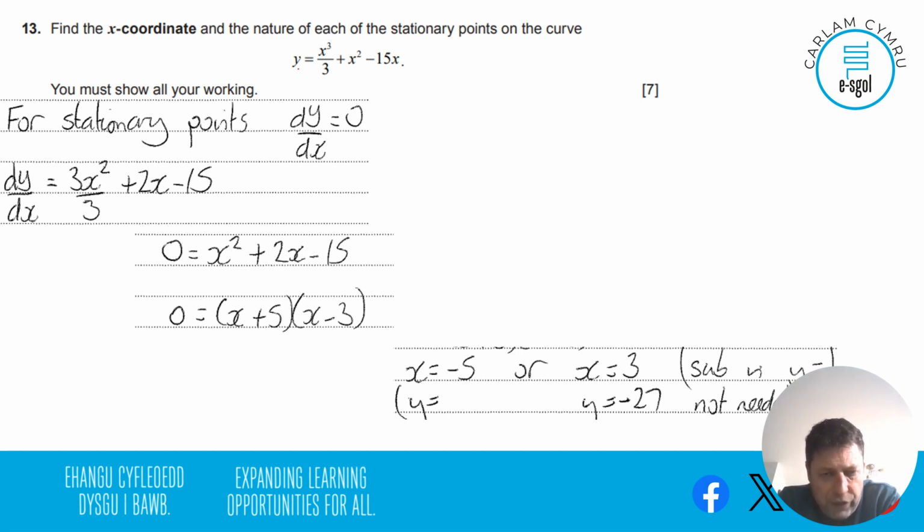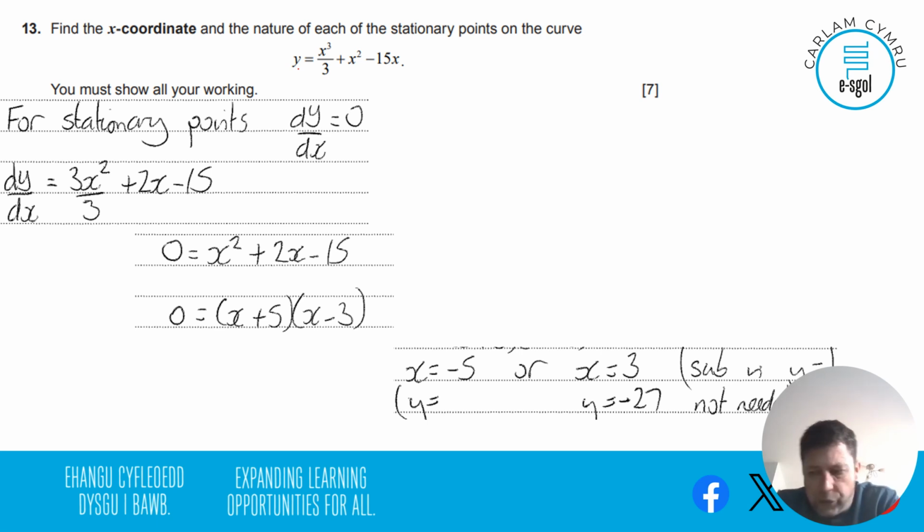Now, you'll notice I didn't write the y coordinates. In the question, instead I need the x coordinate. Don't be fooled by this. Most years you do need the y coordinate as well. This year we didn't. I did work out one and I realised I didn't need it. So I put in brackets what I would have done, sub in y, but it wasn't needed in this question. So that's how I found the x coordinates to the stationary points.